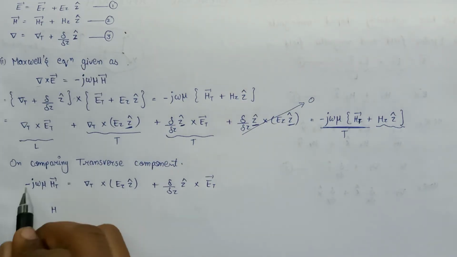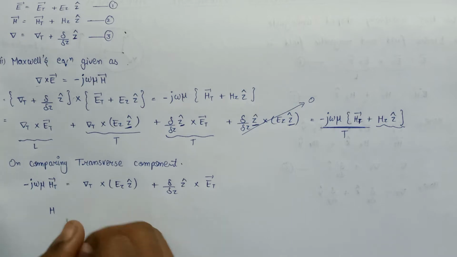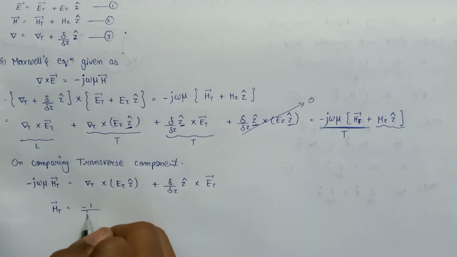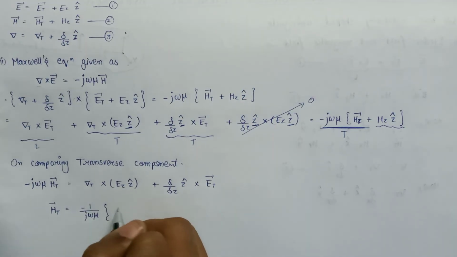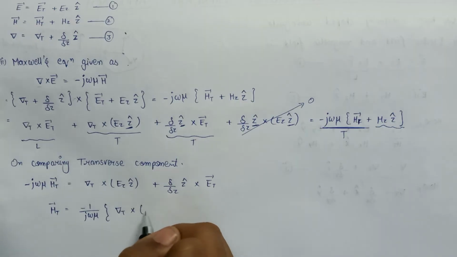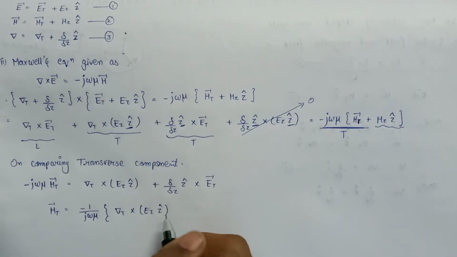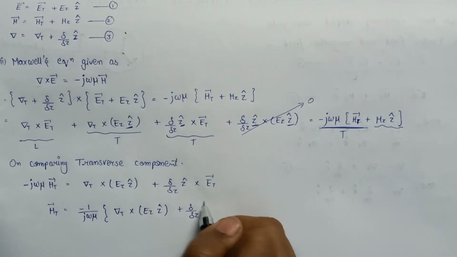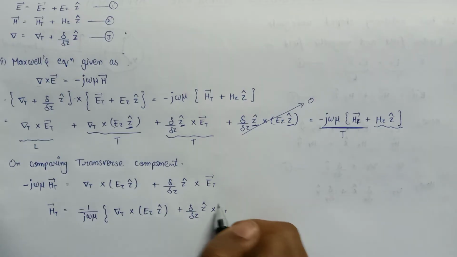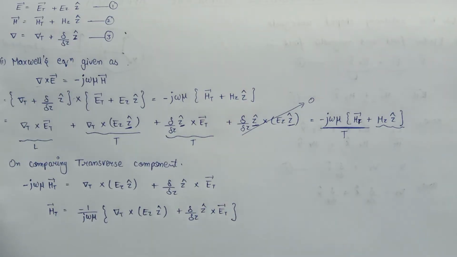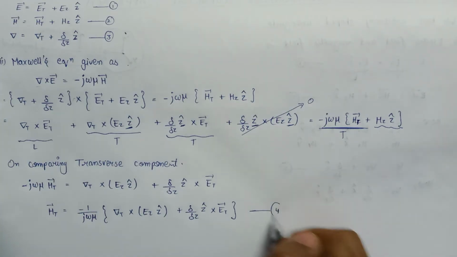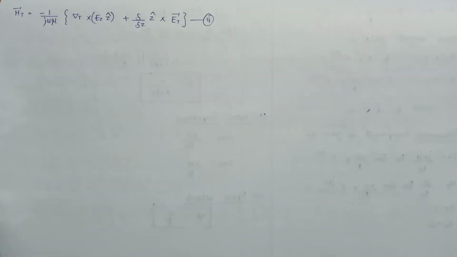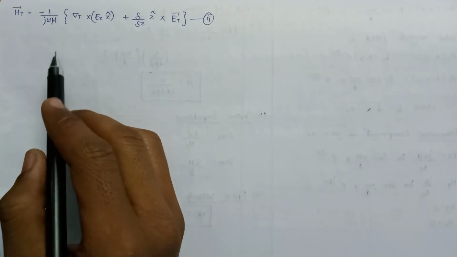On solving and taking this minus j omega mu to the RHS, H transverse becomes equal to minus 1 over j omega mu times del transverse cross Ez of Z cap plus del over del Z of Z cap cross E transverse. This is our equation number 4, which is the expression for H transverse.